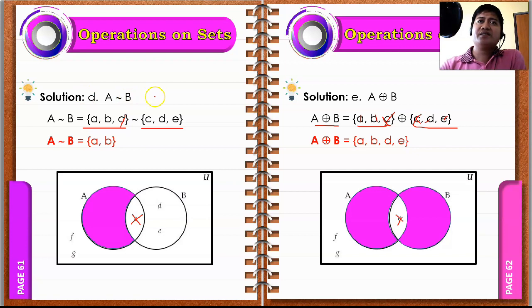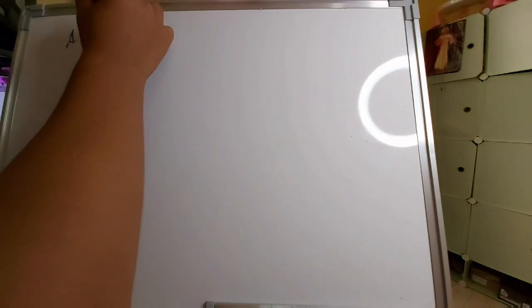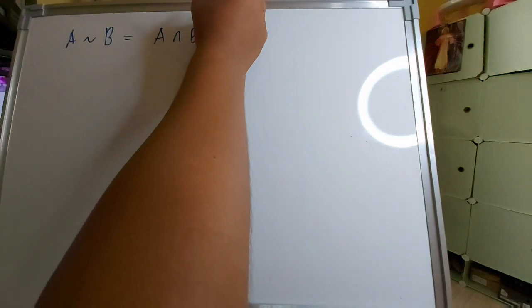Now, next we need to check if the difference of A and B is equivalent to A intersection B complement. Okay, so I will show you on the whiteboard how to compute A intersection B complement. Okay, so let's start. First, we need to write the set A, which is A, B, C. So let's have the solution to show that the difference of A and B is equal to A intersection B complement.